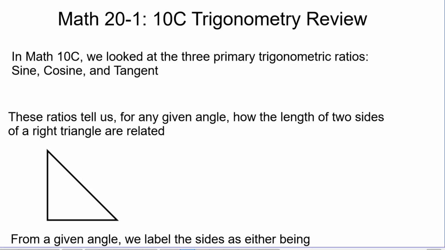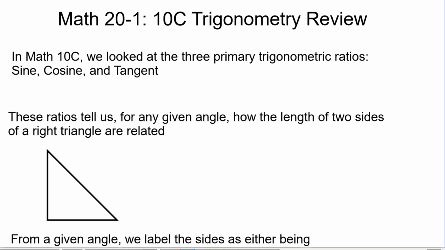All right, we are going to do a little bit of a review on the topics covered in Math 10C on the idea of trigonometry, so that we can continue on with our 20-1 content and feel confident in our skills. So in Math 10C, we spent our time looking at 3 primary trigonometric ratios. We called those ratios sine, cosine, and tangent.